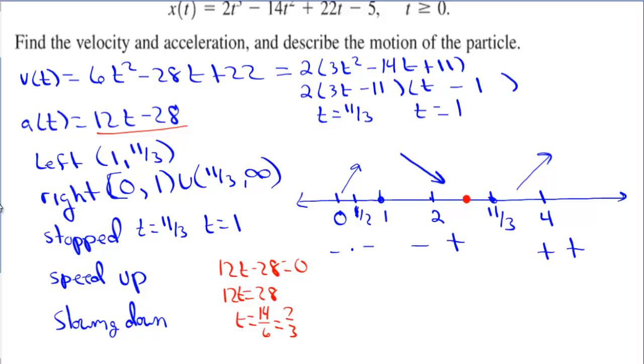Well, now we have to test some points here. How about to the left of 7 thirds? I could test 2 again. 2 into the second derivative is 24 minus 28. So we have negative acceleration. And then to the right of 7 thirds, we could use 4. And we'd have 48 minus 28. That is positive. So here we have a positive acceleration.